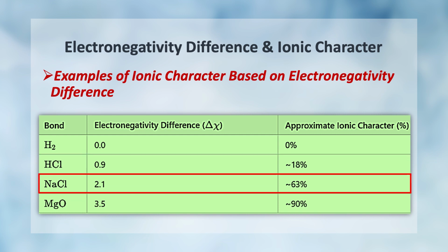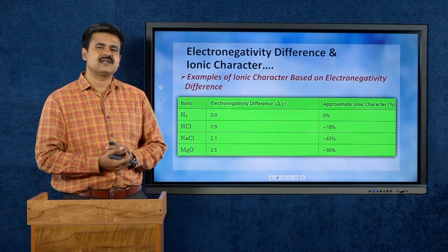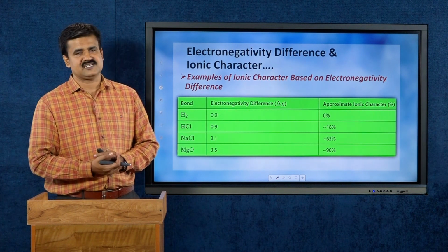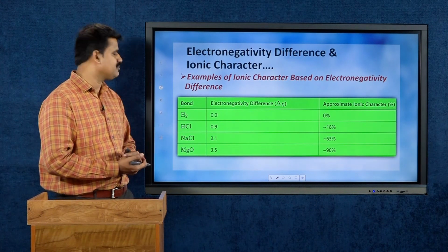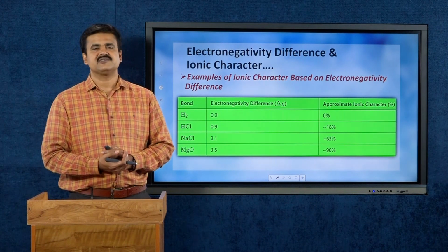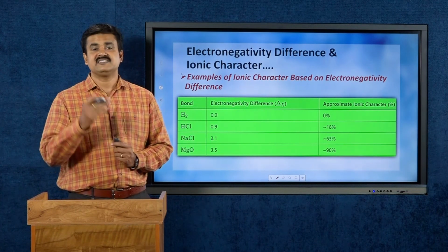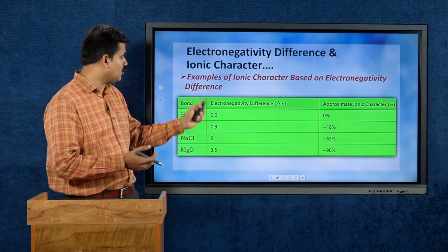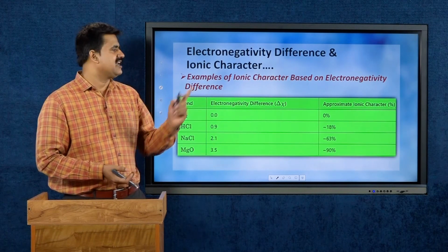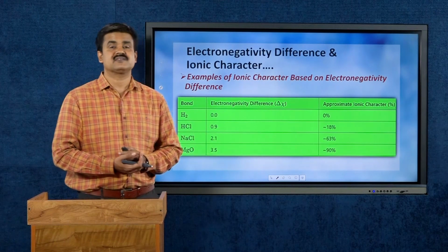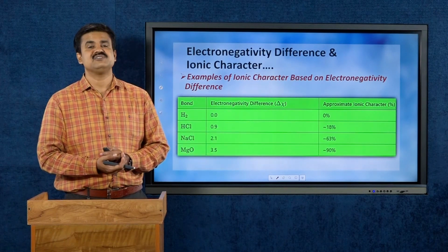For NaCl, the electronegativity difference is 2.1, which is greater than that in HCl. So, ultimately that leads to a higher percentage of ionic character. So, in NaCl, the percentage of ionic character is 63%. Finally, moving on to magnesium oxide. Here, the electronegativity difference between magnesium and oxygen is equal to 3.5, which is the highest electronegativity difference among all the compounds given here. And that high electronegativity difference gives nearly 90% ionic character to the MgO molecule.